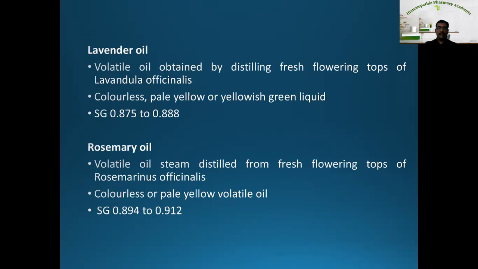So this is about the different types of volatile oils and fixed oils which are used as liquid vehicles in homeopathic pharmacy.